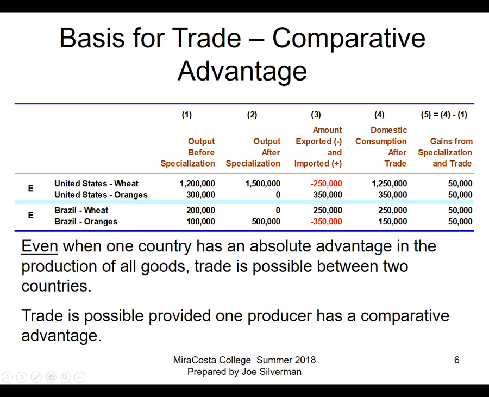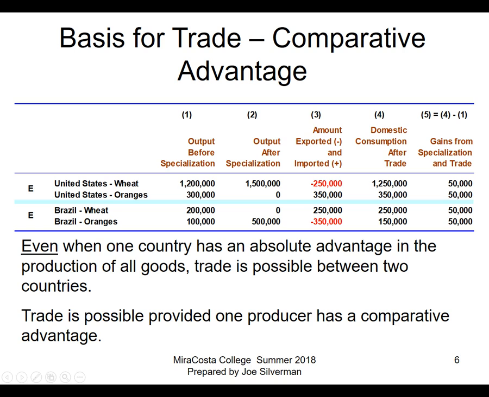I mean, a lot of people might be saying, well, what's the point of this whole exercise? Well, we think back to the very beginning. What we're trying to figure out is whether or not people in the U.S. and Brazil could benefit from trade. And the way we're going to make that determination is by comparing domestic consumption after specialization and trade to how much consumers could consume in each country before specialization and trade.